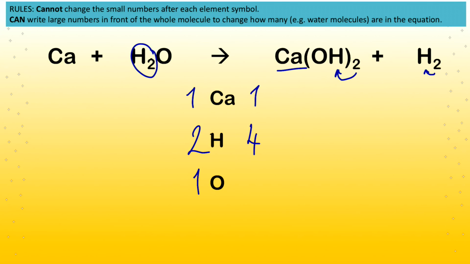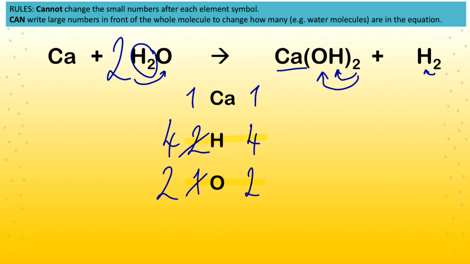Oxygens, we have 1 on the left, and we've got 2 on the right. So again, we've got a situation where we need to balance. A nice place to start would be trying to even out. Well, we've got not enough hydrogens on the left and not enough oxygens on the left. What do we need to do? Well, we need to double the hydrogens and we need to double the oxygens. So we could do 2 water molecules, which gives us now 4 hydrogens and 2 oxygens. And we're balanced. That was simple.